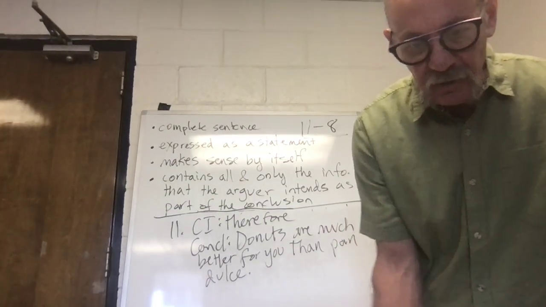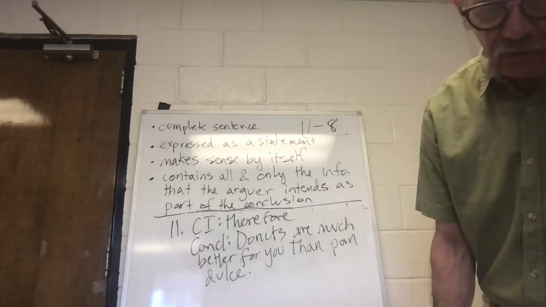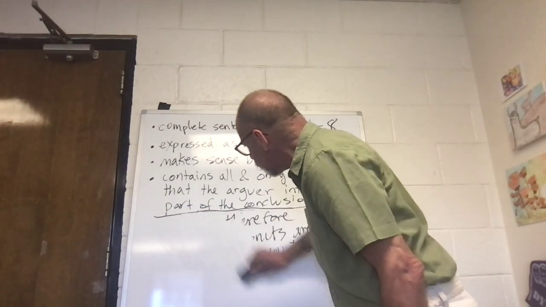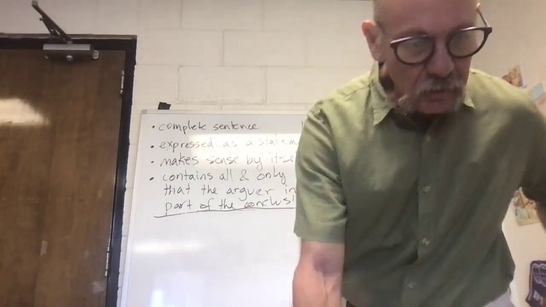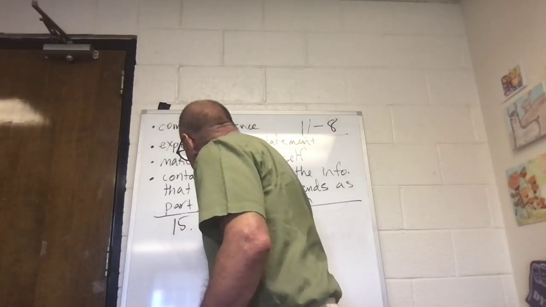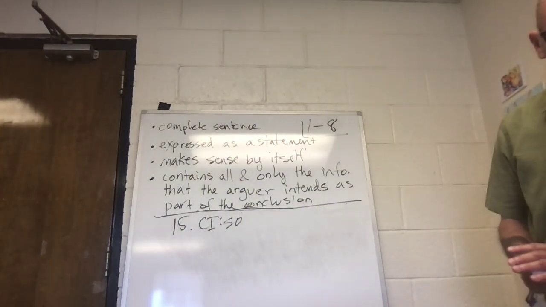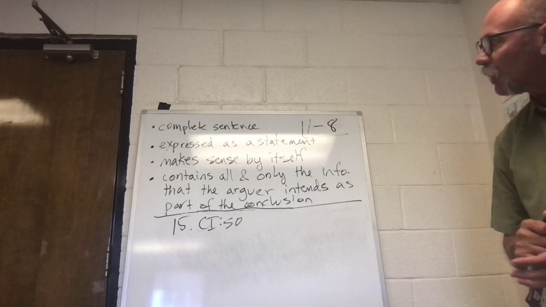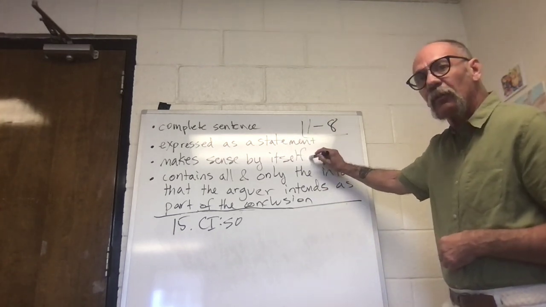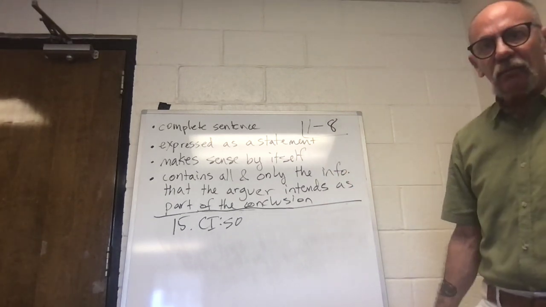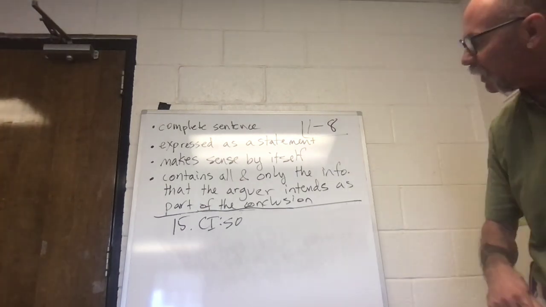Let's see, I want to go now to number 15, which says, Damien had a mohawk, so obviously he liked them. I hope you notice the conclusion introducer, so. After the conclusion introducer, this reads, obviously he liked them. That is a complete sentence. It's expressed as a statement, but it doesn't make sense by itself. Who's he? What are them? We need to replace those pronouns with the nouns to which they refer.